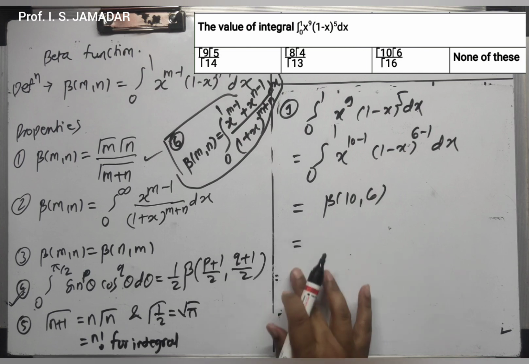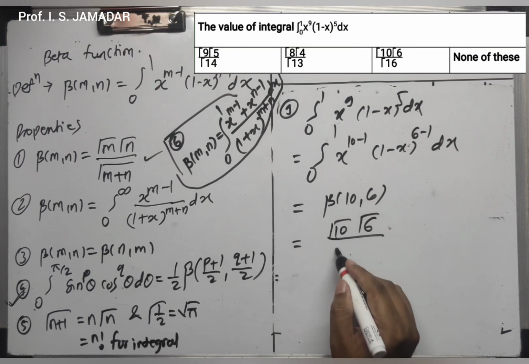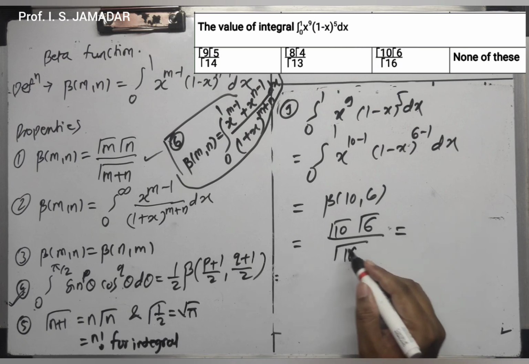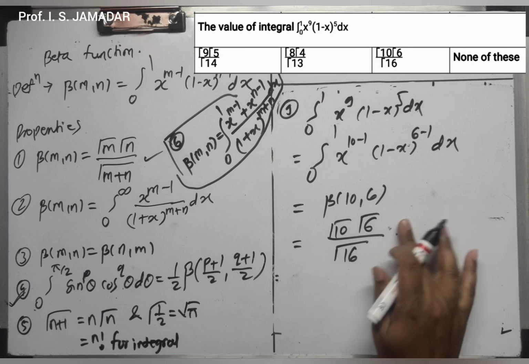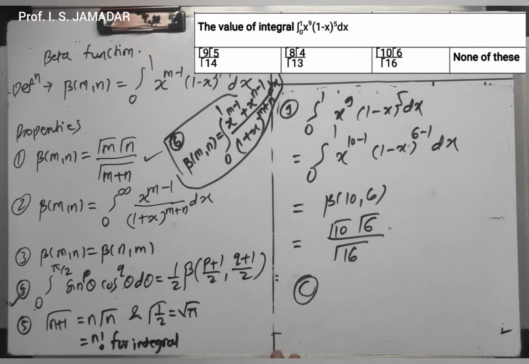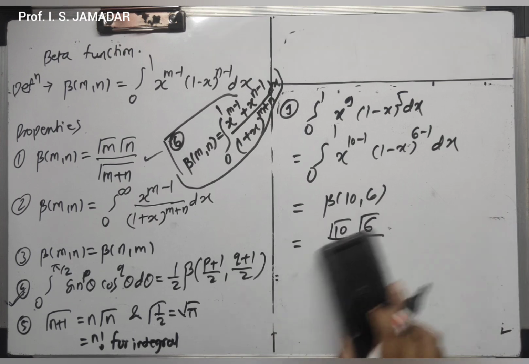Now use the relation between beta and gamma. This will be gamma 10 into gamma 6 divided by gamma of 16. So option C is the answer: gamma 10 into gamma 6 divided by gamma of 16.